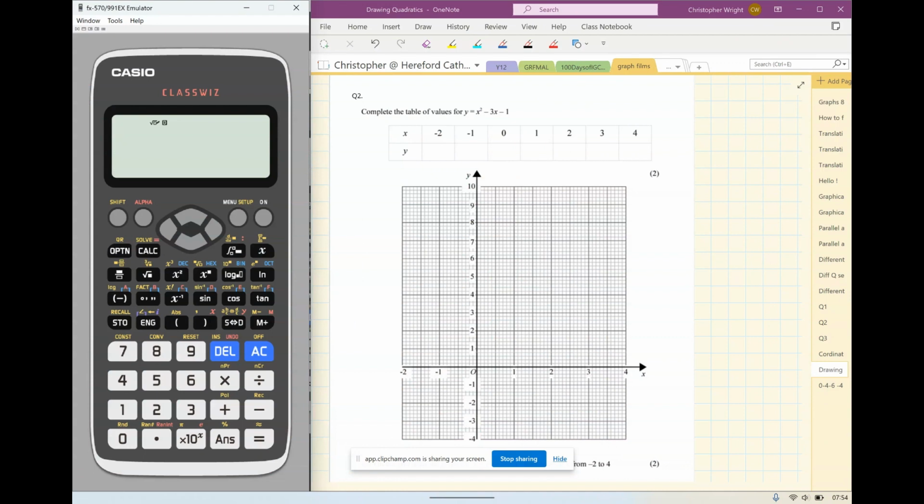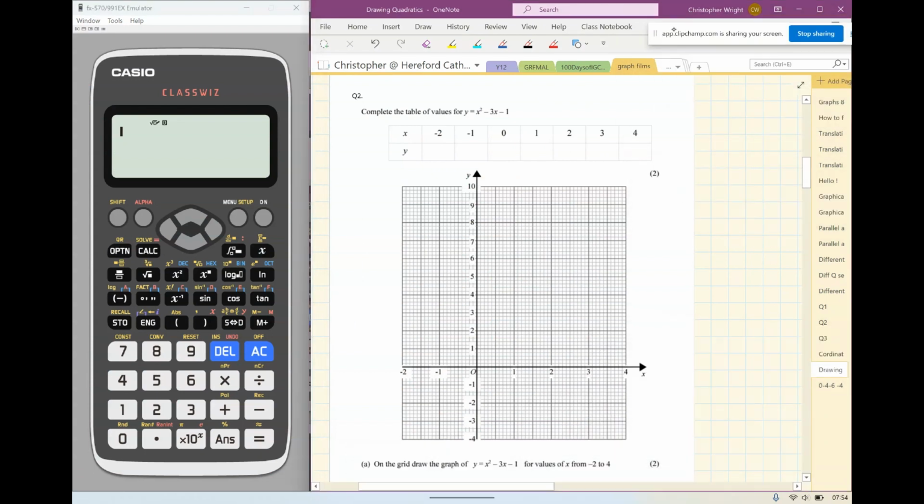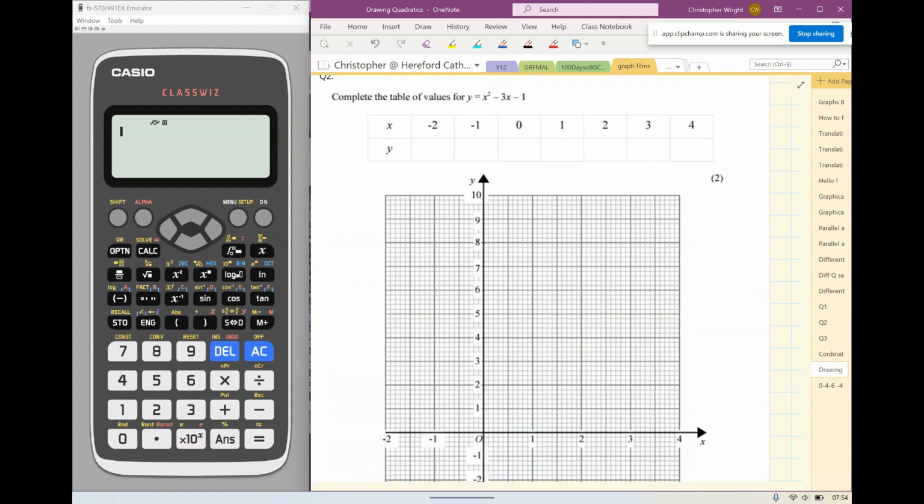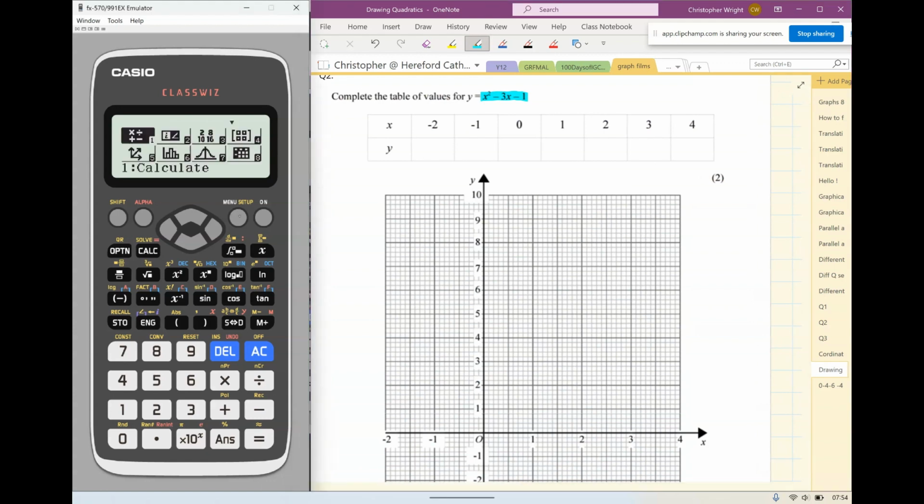Question 2. Right, I have to complete the table of values for this curve here, the curve y equals x squared minus 3x plus 1. So I'm going to put my calculator into its table mode, which for me is number 9, and for you may be a different number. And I'm going to insert here the equation x squared minus 3x minus 1 and say equals. When I've checked I put it in correctly, I don't want a second function.